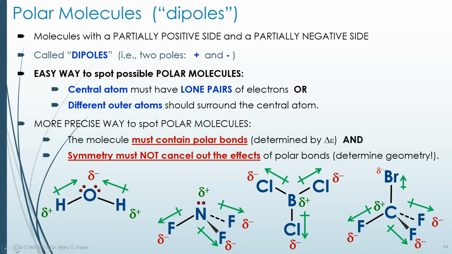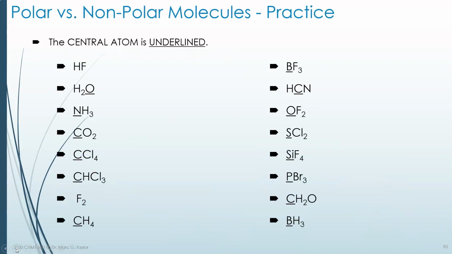So looking back at the simple rules, the central atom, if it has lone pairs, it's going to be polar. It might be only a little bit polar, but it'll be polar. And if there are different atoms surrounding the central atom, as in the last case, well then they can't all balance each other out, and then that will also be polar. So symmetry means nonpolar, non-symmetry means polar. And with that, let's look at some examples.